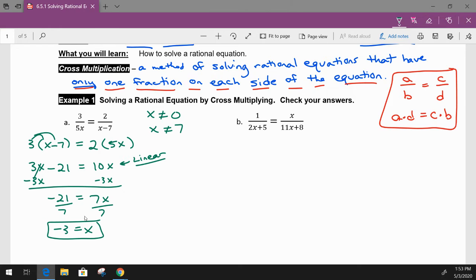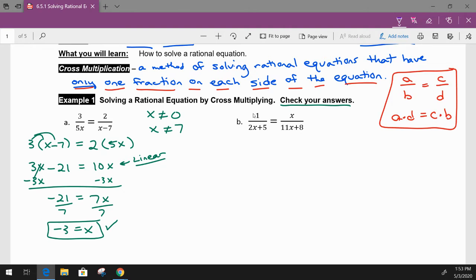So again, my solution is neither 0 nor 7, so I have checked my solutions. So that's what check your answers means, that you need to check your solutions just to make sure they are not going to give you zeros in the denominator, which would make the fraction undefined. All right, so that's example 1a. Moving on to example 1b.